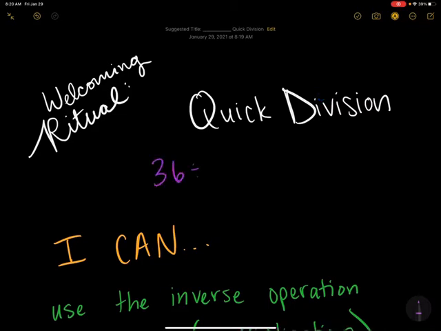36 divided by 6. 64 divided by 8. 10 divided by 5. 25 divided by 5. And the last one, 72 divided by 8.